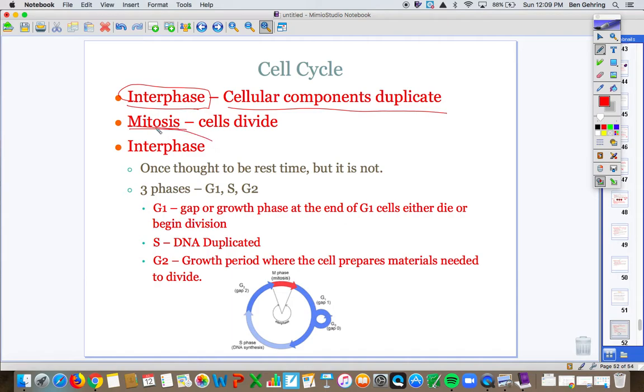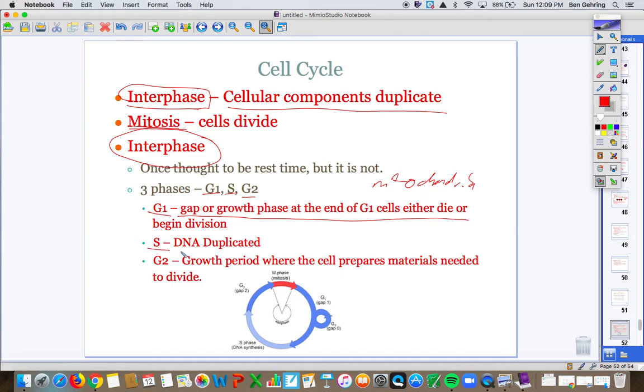And so interphase itself can be split into three main parts. We have G1, S, and G2. G1 is growth 1, S is synthesis, and G2 is growth 2 or gap 2. So G1 is the first growth phase. This is when everything in your cell is duplicated except for DNA. So you double your mitochondria. You duplicate your ribosomes. You duplicate your endoplasmic reticulum. You make extra so your cell can divide.